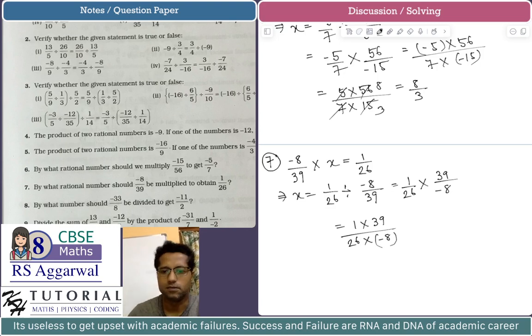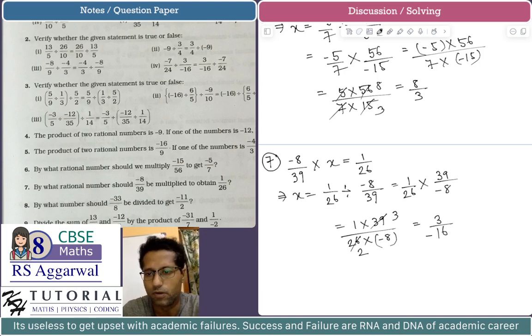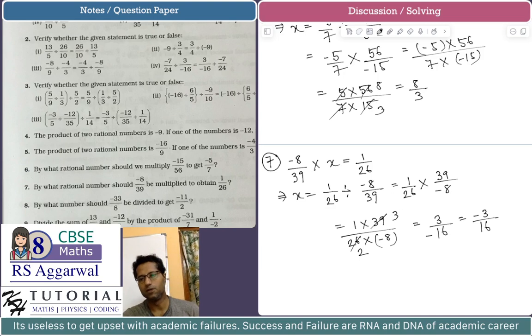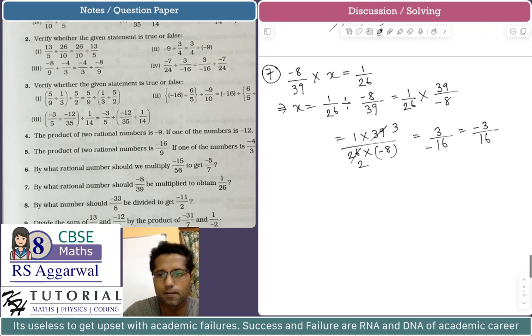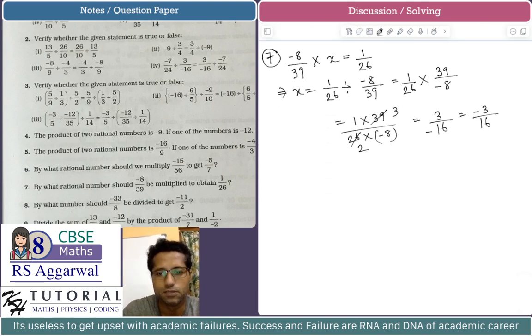Now if you do cancellation, if I cancel 39 and 26 with 13, this is 3, this is 2. So this is 3 upon minus 16. Now you have to make the denominator positive, so this becomes minus 3 by 16. So the number that needs to be multiplied with minus 8 by 39 to get 1 by 26 is minus 3 by 16.